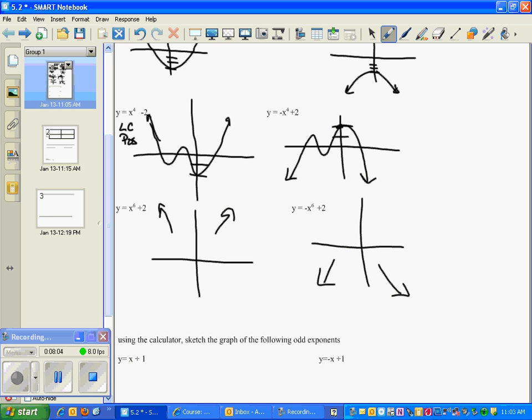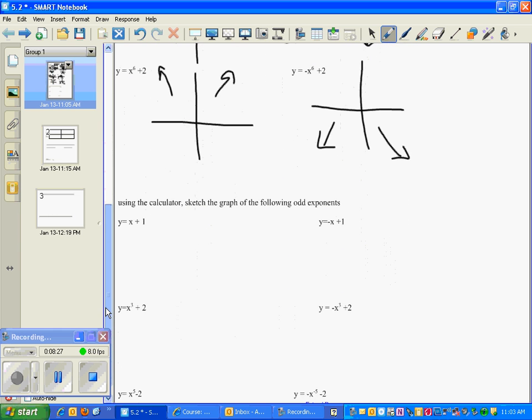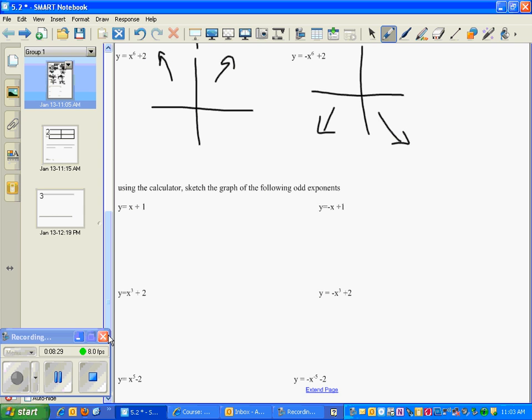So basically, if my degree is even, like 4, 2, 6, the tails will either go both up or they'll go both down. Is it an even value? Even number? Yeah. Okay. Are we good? All right. So if I had to sketch this one, where would my tails be? What quadrant?